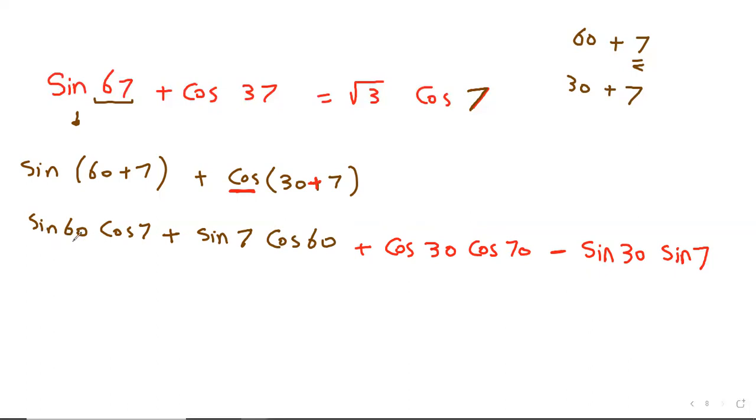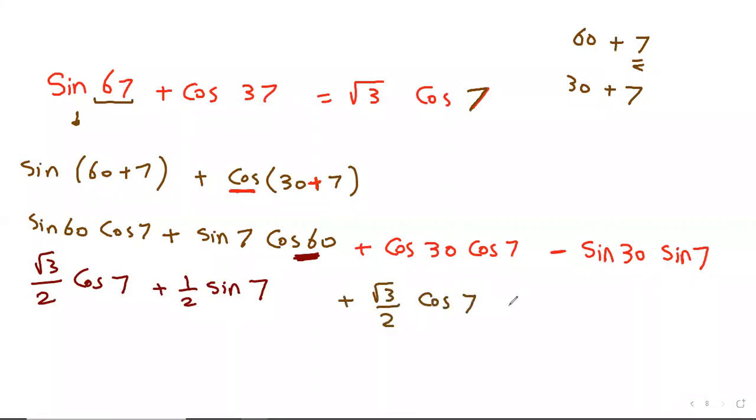Sine 60 is root 3 over 2, so root 3 over 2 cosine 7. And here cosine 60 is a half, so it's a half sine 7. Plus cosine 30, which is root 3 over 2, so root 3 over 2 cosine 7, minus sine 30 sine 7. Sine 30 is half, so write half sine 7.